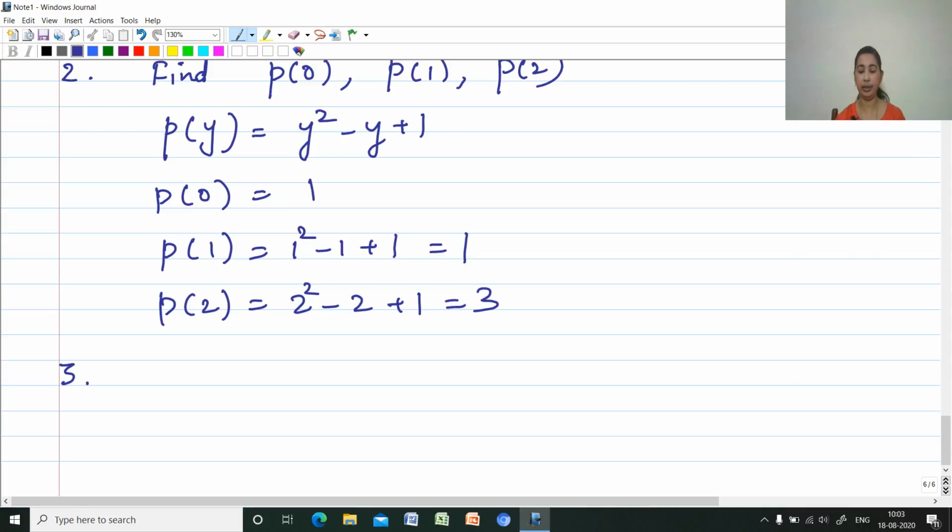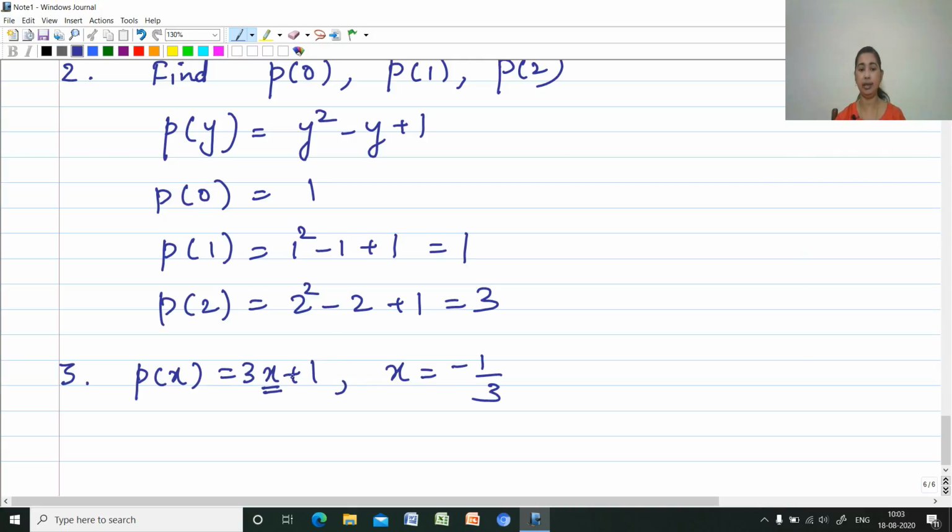Verify whether the following are zeros of the polynomial. So here, p of x is given as 3x plus 1 and x is equal to minus 1 by 3. We have to check whether this minus 1 by 3 is a zero of the given polynomial. How to check it? In order to check whether it is a zero of the given polynomial, we have to replace the value of x by the given value.